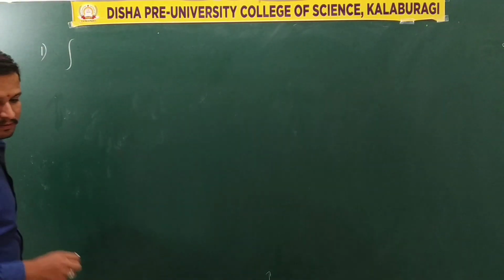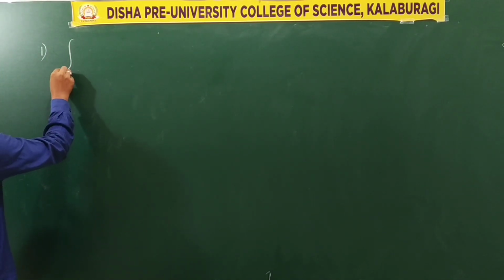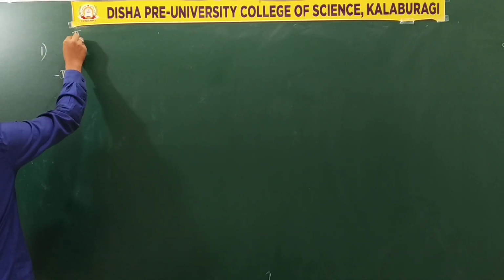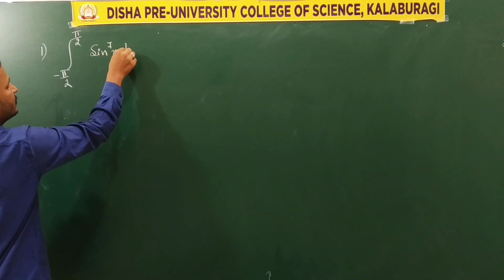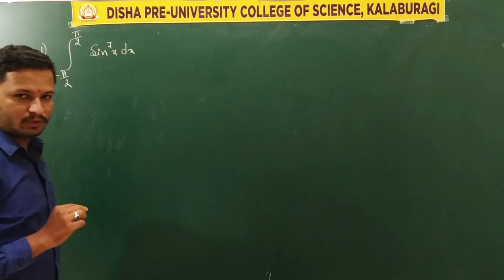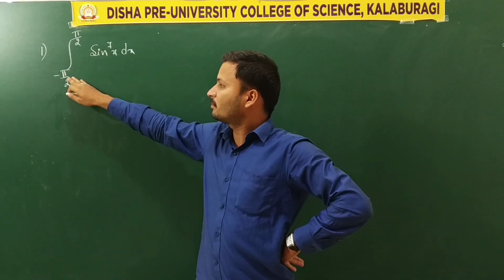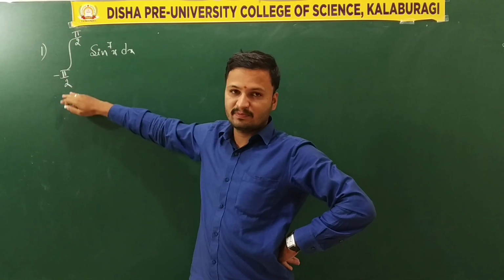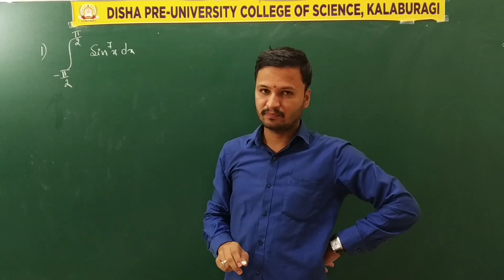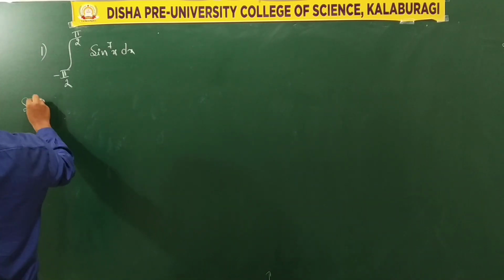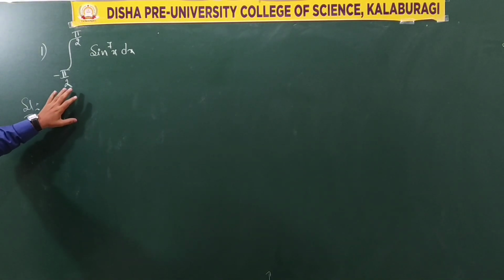Evaluate the integral from minus pi by 2 to pi by 2 of sin raised to 7x into dx. So your question is to evaluate the value of the integral from minus 90 degrees to plus 90, that is minus pi by 2 to plus pi by 2, sin raised to 7x into dx. Solution: see one thing here, the property number 8.